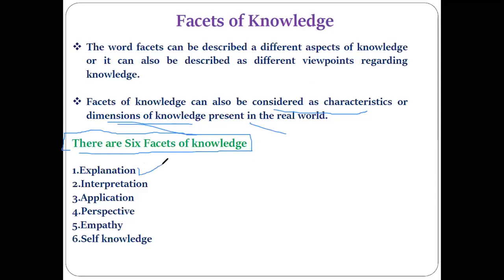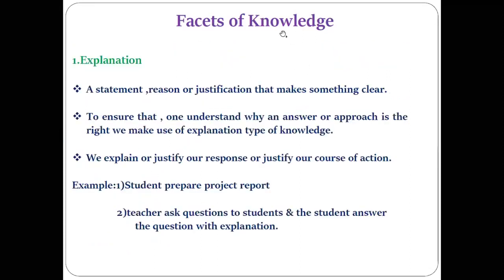In that we have the 6 types. One is the explanation knowledge, then the interpretation knowledge, then we have the application knowledge, perspective knowledge, empathy knowledge, and the self knowledge. These are the 6 important kinds of the knowledge or the categories of the knowledge present in the real world. There are more than these also, but for our understanding purpose, we are considering these, related with our topic. Now let's discuss one by one what exactly these are.